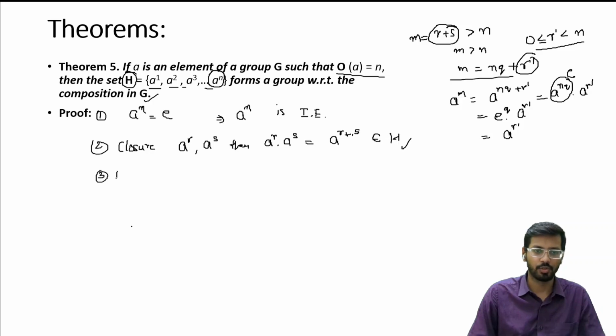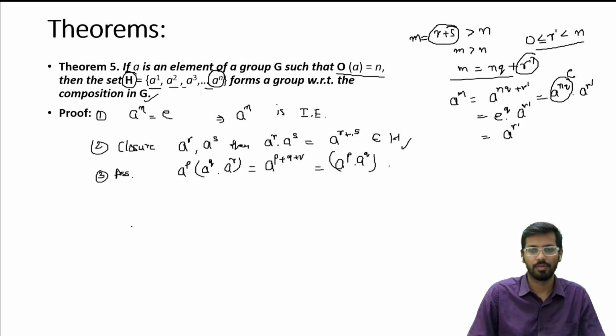Similarly, we can check associativity. If we take three elements, a raised to power p, a raised to power q, a raised to power r, then a raised to p plus q plus r is equal to a raised to p dot a raised to q dot a raised to power r. So associativity is also satisfied here.